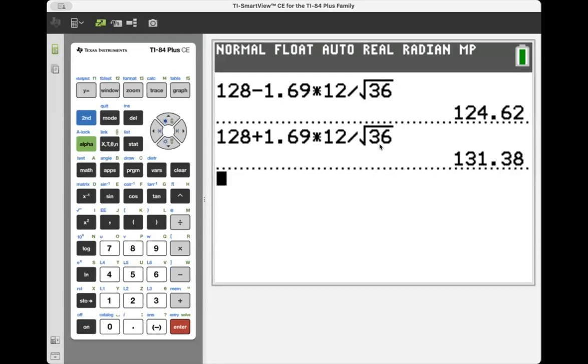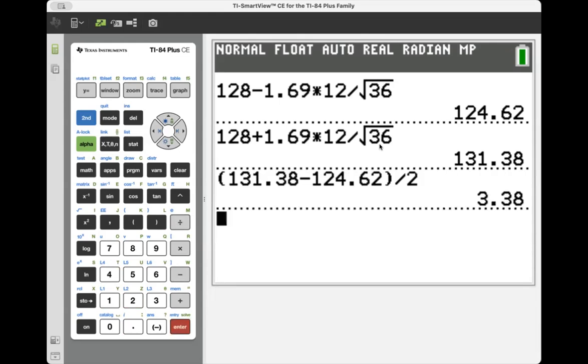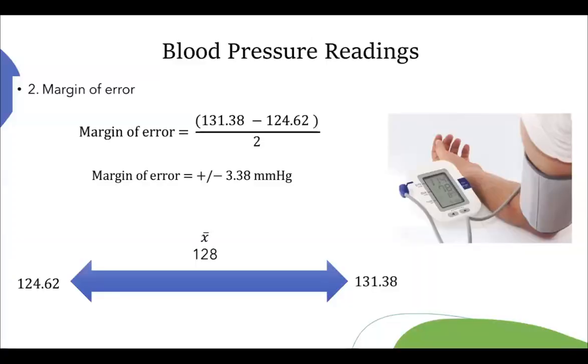Do this: 131.38 minus 124.62 divide by 2, 3.38. Okay, so that means we can subtract this margin of error from 128 to get 124.62. We can add a margin of error to 128 to get 131.38.